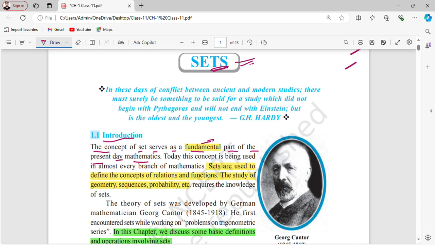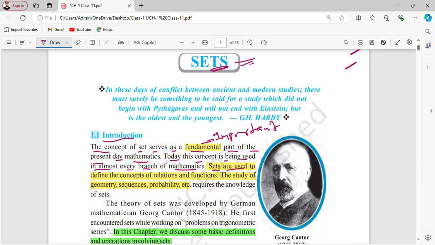Fundamental means important, an important part of mathematics. Today this concept is being used in almost every branch of mathematics. So, this is an important topic for everybody to understand.